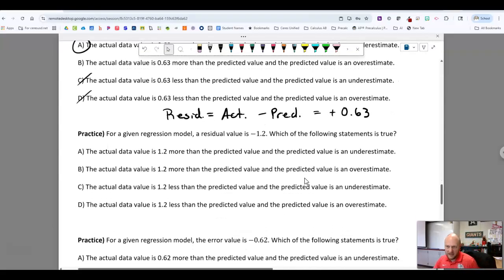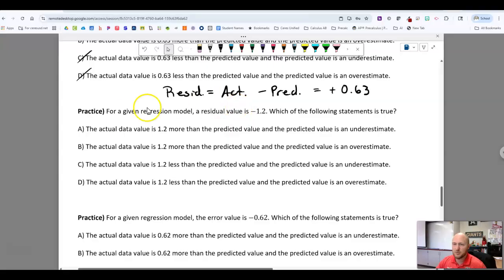All right, let's go ahead and check out this next practice one. Again, go ahead and pause me. For a given regression model, a residual is negative 1.2. Which of the following statements is true? Is the actual data 1.2 more than the predicted, or is it 1.2 less than the predicted? And again, is it an over or an underestimate? Pause me. We'll talk through this one.